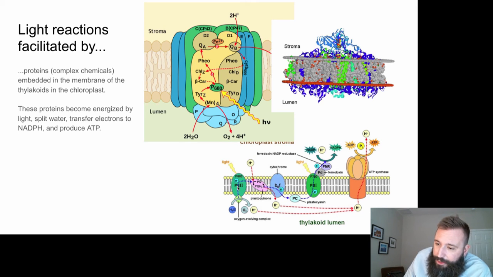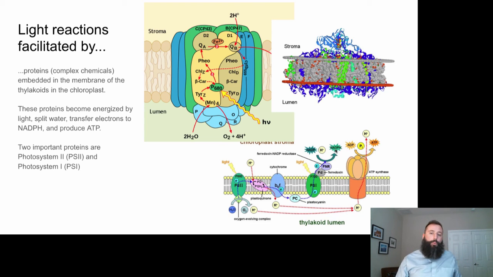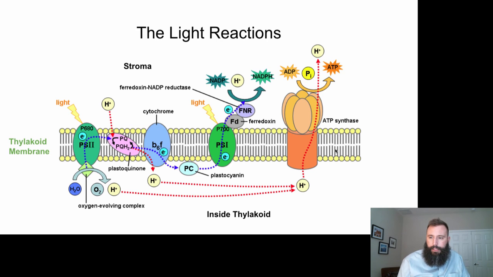But yeah, those electrons from water are ultimately passed over to NADPH, which holds on to those high energy electrons. Along with the ATP, it will be used in step 2 of photosynthesis. So two important proteins on this diagram are photosystem 2 and photosystem 1. Let's talk a little bit more about these.